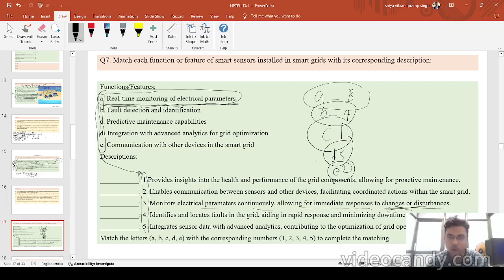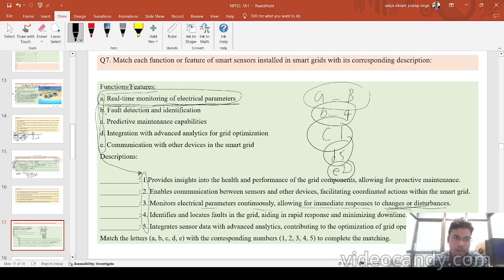Suppose there is a fault at a particular location, then at that particular time you have to respond immediately and disconnect the system to avoid a 2012 blackout type of condition, that is due to the cascading effect.